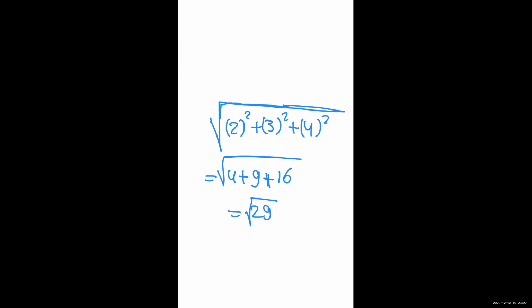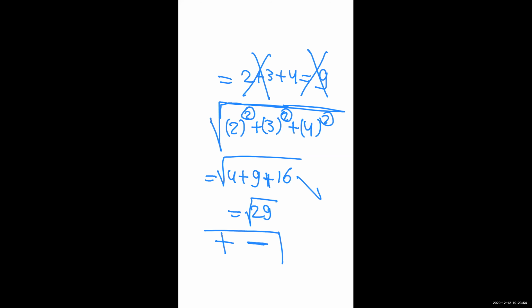4 plus 9 is 13, plus 16 is 29. But if we just remove the square root with the square power like this, in this case you mean that it will equal 2 plus 3 plus 4, so it will equal 9. So of course this is wrong. We have to finalize first the addition and subtraction, then we can get the value finally after we finalize the addition and subtraction operation, from the square root. Okay, great.